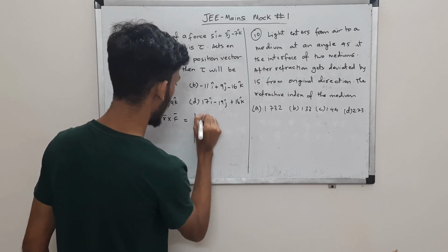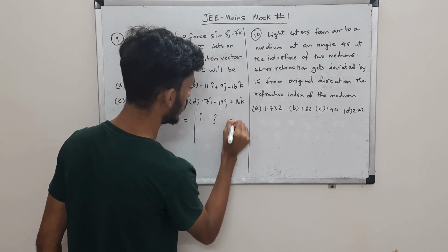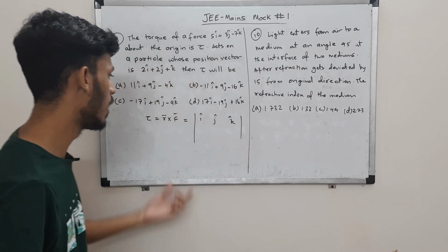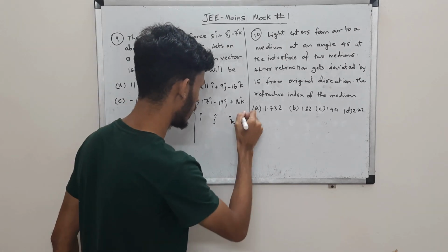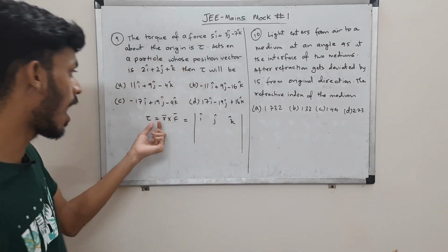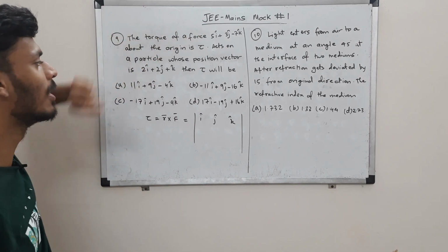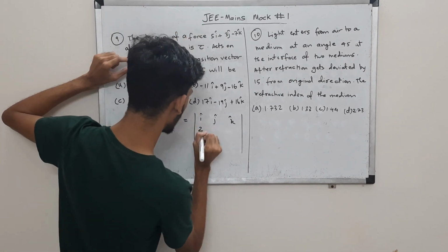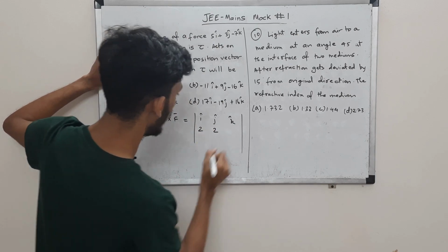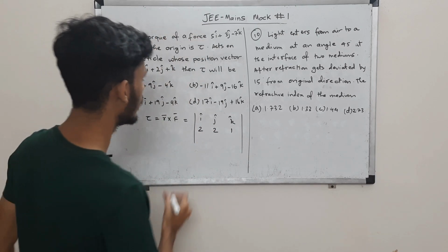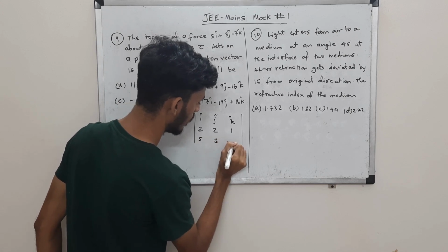It is basically the i j k determinant when you are given the component form. So it will be i j k, then the position vector r, and then f. Order is important, so r and then f, although f is given earlier. That is to confuse you. So r first: 2, 2 and 1, and then we have 5, 3 and minus 7.